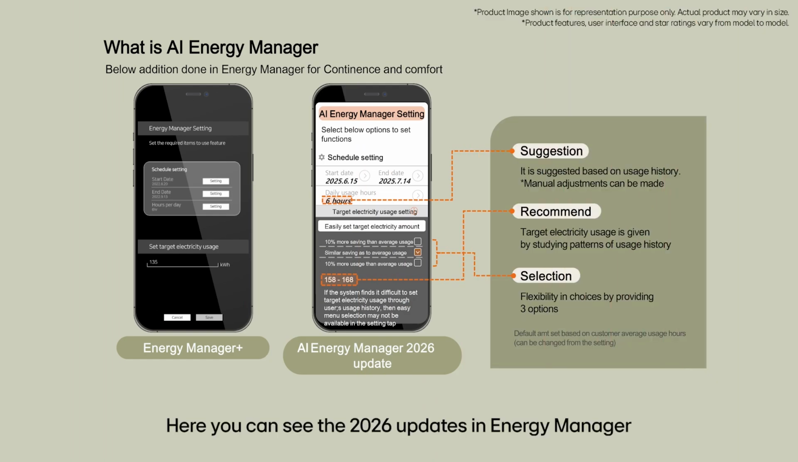Here you can see the 2026 updates in Energy Manager. It recommends target electricity usage by studying usage history, along with the flexibility of choosing from 3 options. You can choose the recommended setting or customize as per your need.